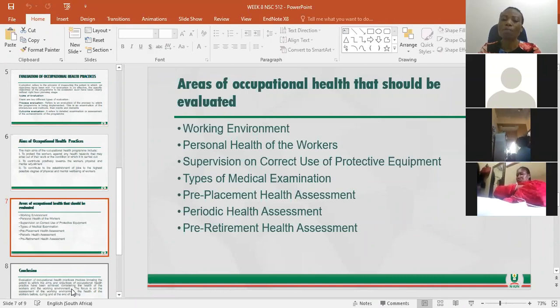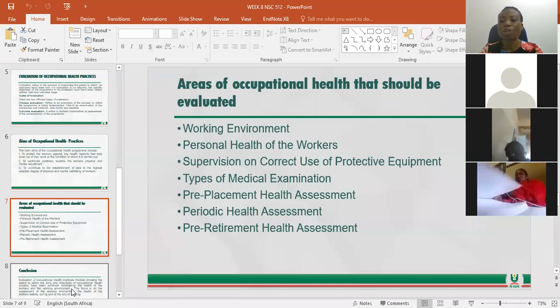And you also want to evaluate the types of medical examination. For every industry or organization, there is a standard of medical examination that should be conducted when an individual is employed. For that reason, you want to evaluate whether the necessary examinations for employees are being conducted.